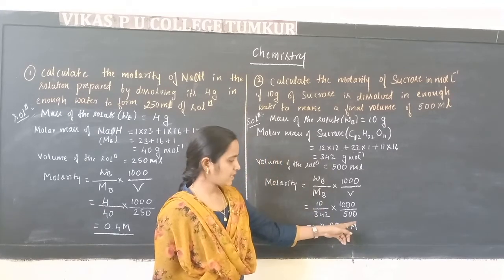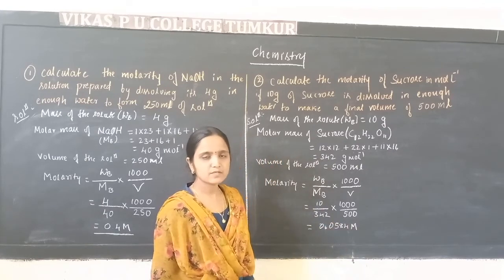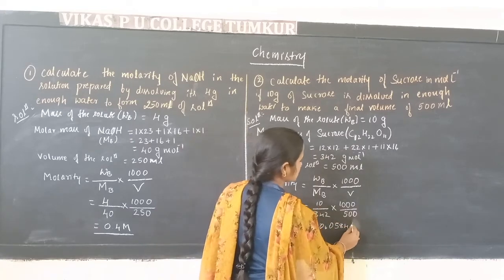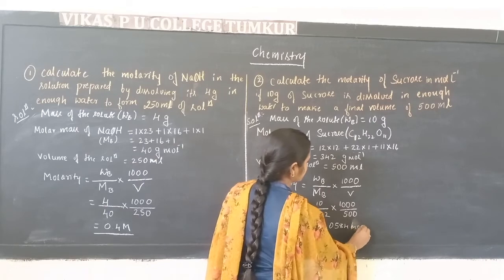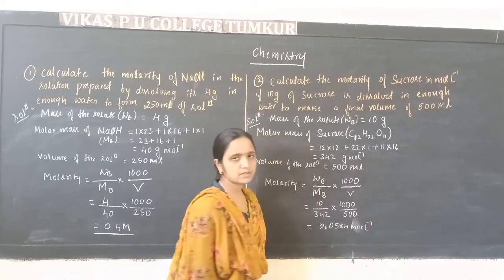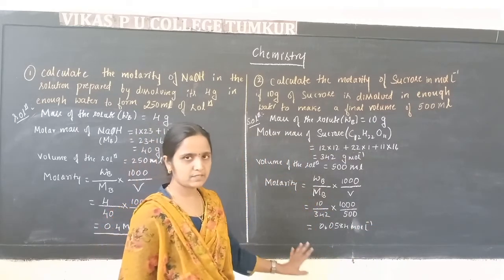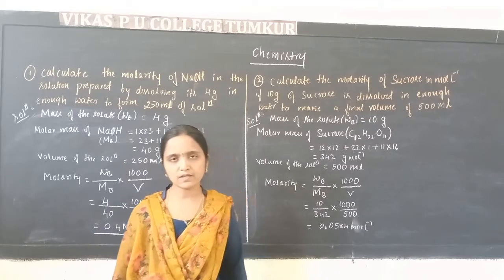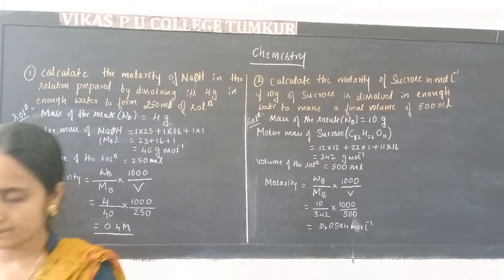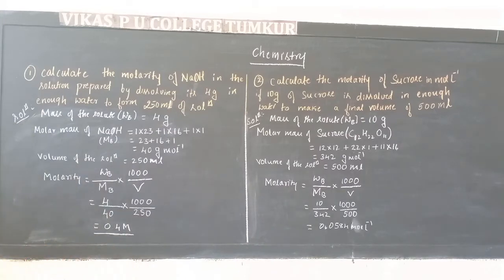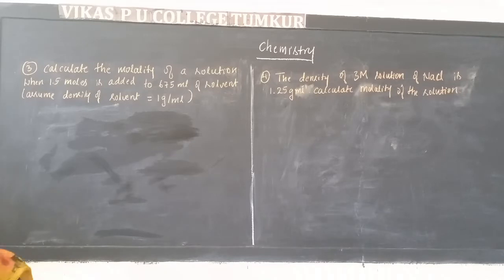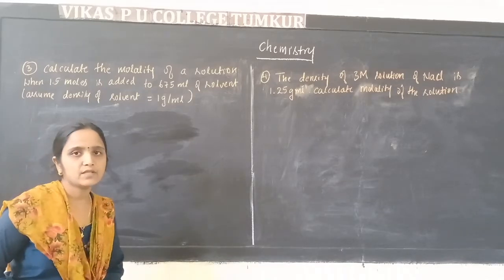On calculating this, we are going to get 0.0584 molar. Molar is nothing but mole per liter only. You can write this unit also, mole per liter. This is about the problems based on the molarity. Now we will solve the problems based on the molality.